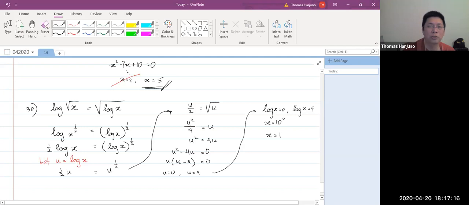But you need to make sure that later on, you check against the original equation. Okay? But I think we are okay with that. And then the second branch, x equals 10 to the 4, which is 10,000. And they are both okay. That's for number 30. Any question?